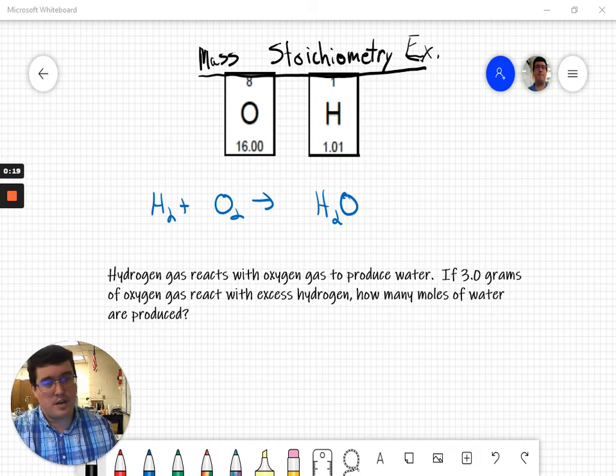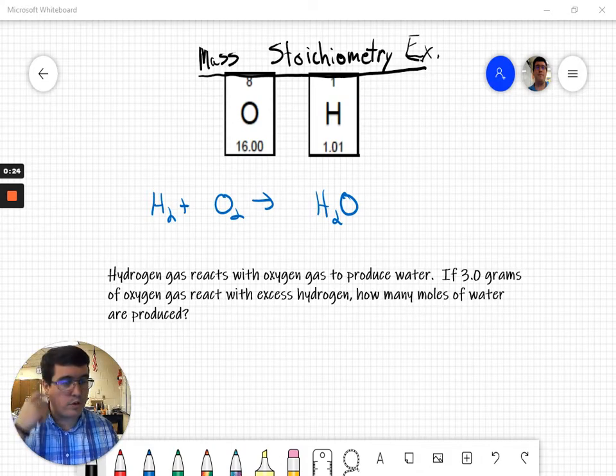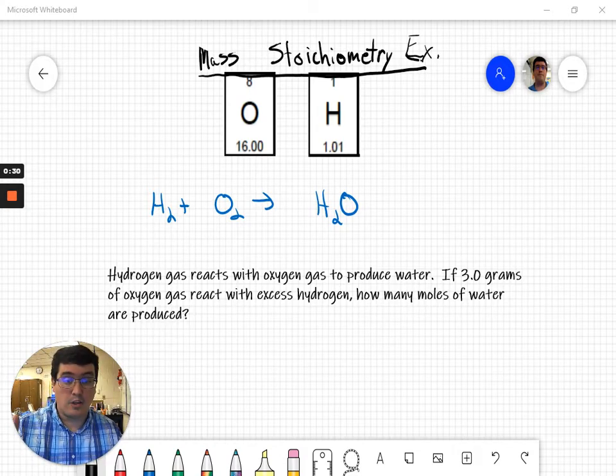But the balanced equation is here in blue, and then the problem is down here at the bottom. We're going to work through this together. So make sure you write down especially the balanced equation and the problem down here at the bottom. You can pause here so that you can do that.